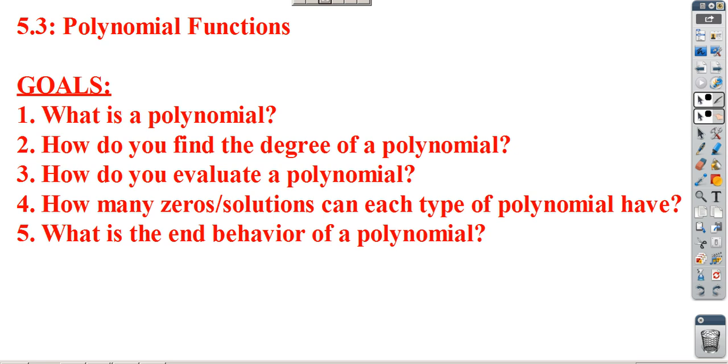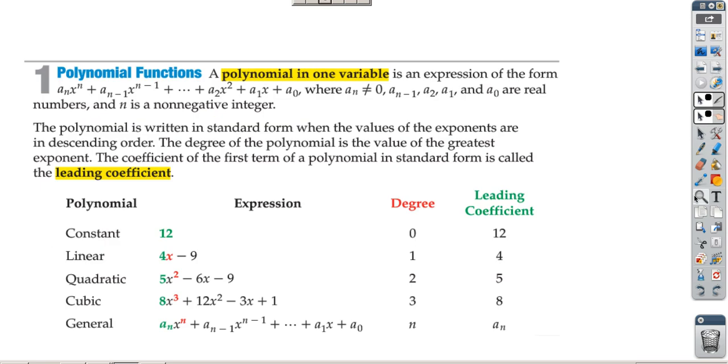How do you evaluate one? That means how do you plug in numbers to find what it should equal. What does it mean to say find the zero or the solution of a polynomial? And then finally, what's the end behavior of a polynomial, which means how does the graph look as it goes forever in either direction. Okay, so first of all, here's the definition.